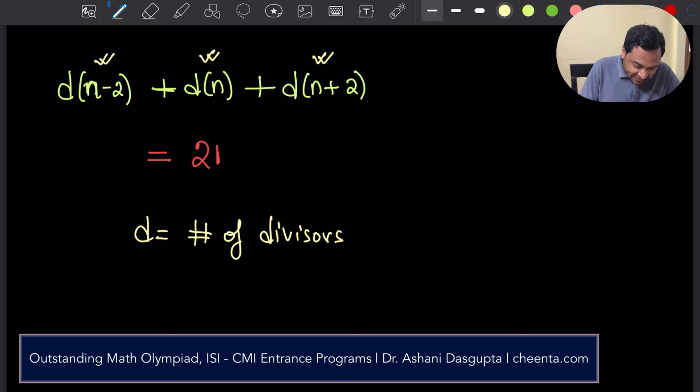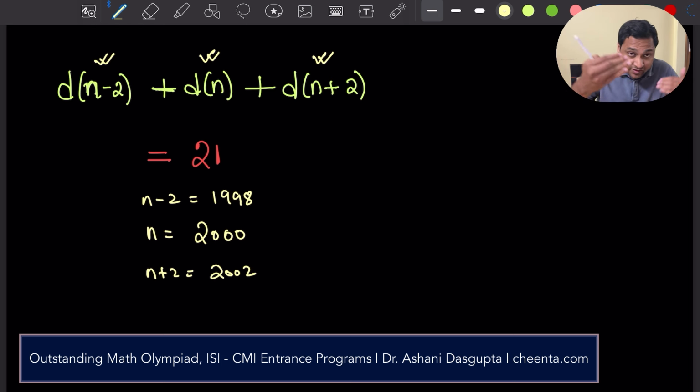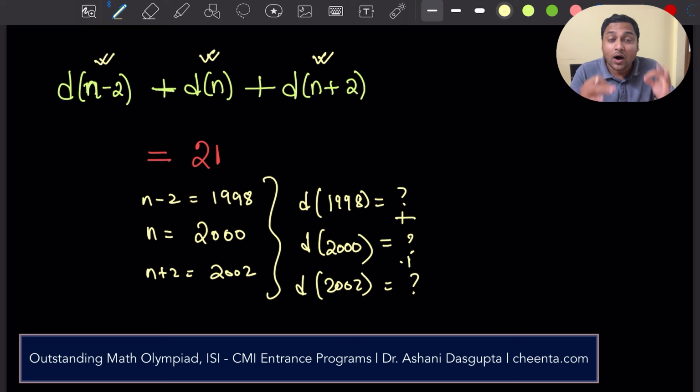So if you take any number n, let's say 2000, let's say the number n is 2000. What is n minus 2? N minus 2 is 1998, and n plus 2 is 2002. So we first construct all these three numbers, then we calculate D of each of them. And then we add them. Whatever the values are, we add them. We want the sum to be 21. The sum needs to be 21. And there might be multiple numbers n for which this works. We want the smallest number n for which this equation is true.